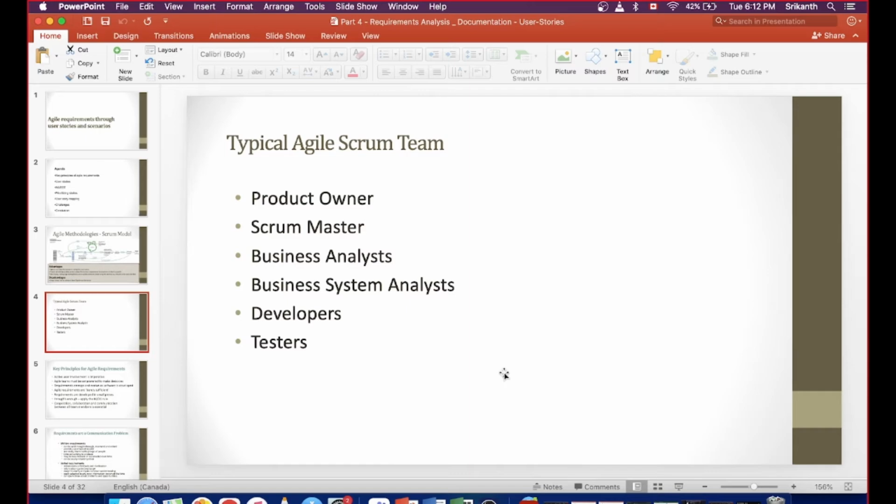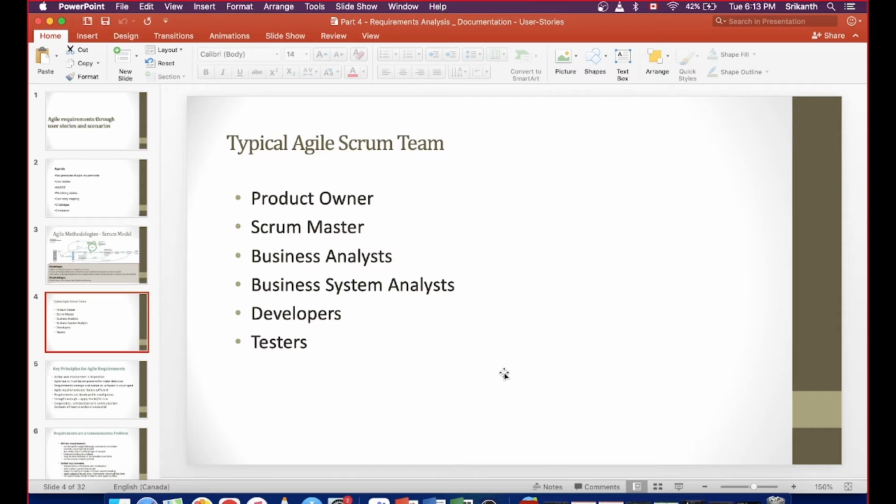Let's say we are developing a personal banking application. For personal banking, the team will have a scrum master, two or three business analysts, and sometimes one or two business system analysts. It depends on the project structure and the organization.